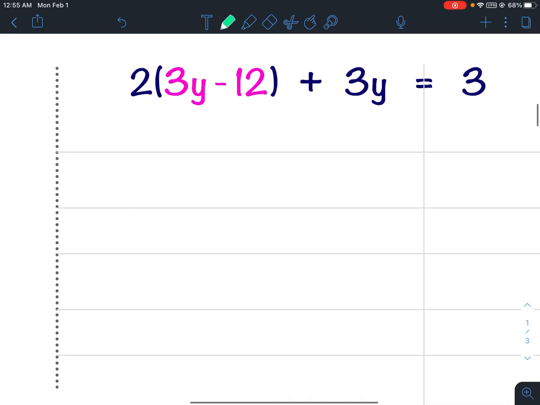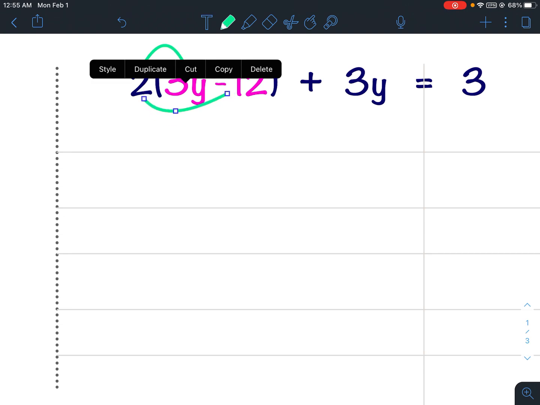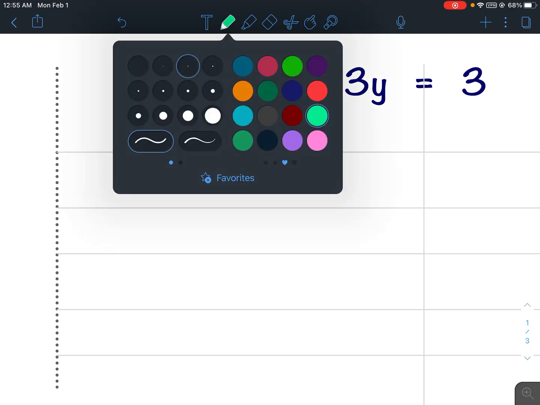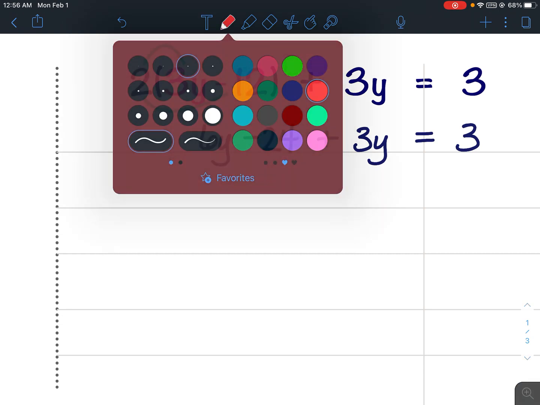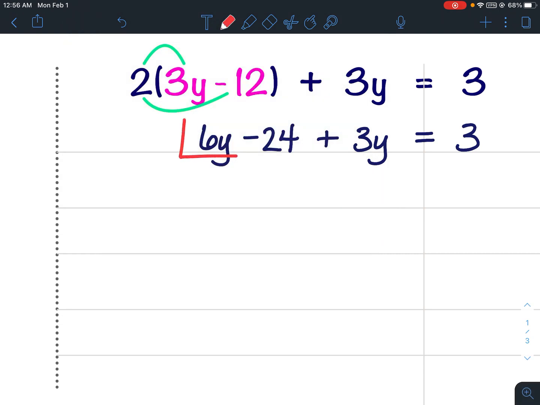All right, so it's time to solve this multi-step equation. Starting with the distributive property, I'm going to distribute 2. So 2 times 3y would give me 6y. 2 times negative 12 is negative 24. Bring down the positive 3y. Keep the equal signs lined up. Bring down the 3. Combine like terms.